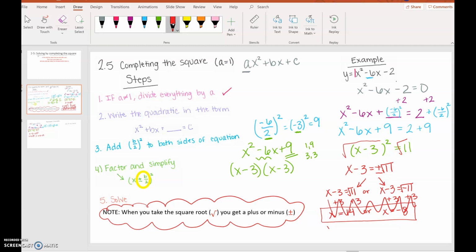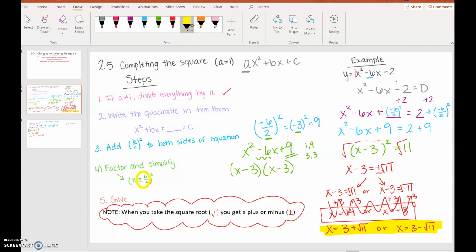both sides still, but it would be x equals 3 plus the square root of 11, or x equals 3 minus the square root of 11. This would be your answer. I am so sorry. I just dropped that square root there.